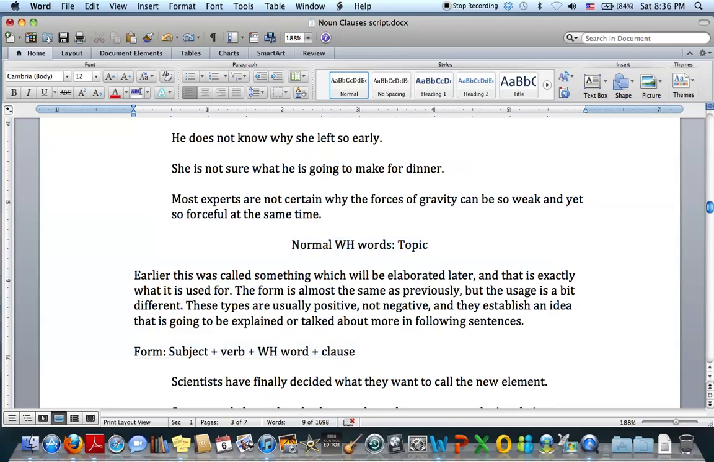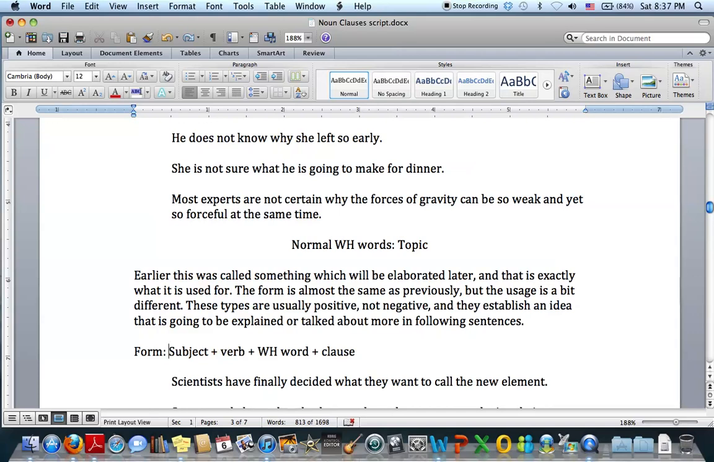Okay, here we go with the form. It starts off with a subject, great, then a verb, some sort of just verb right there, and now we've got a WH word plus a clause. Now notice, it's a subject plus a verb, not an adjective predicate. It's going to be a verb, most typically. Okay, let's look at how that works.